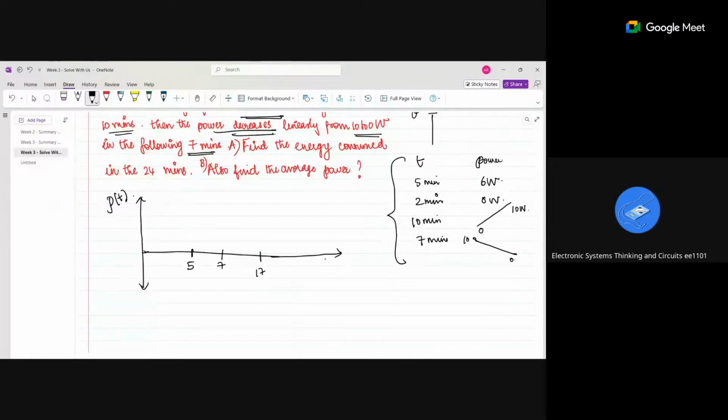Then 17 plus 7 is 24. So 24. My x-axis is in minutes, time. P of t is in watts. Okay, so what did they give?